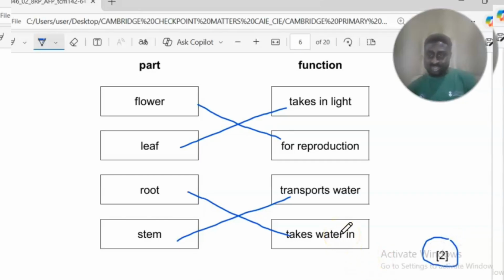I hope that is insightful. You can also pause the video at intervals to redo this yourself so that you can gain mastery in case questions that are similar to this pop up in your Cambridge Primary Science checkpoint. All right, moving on.